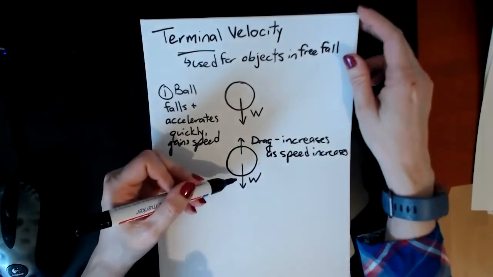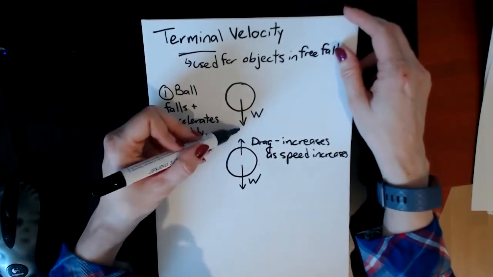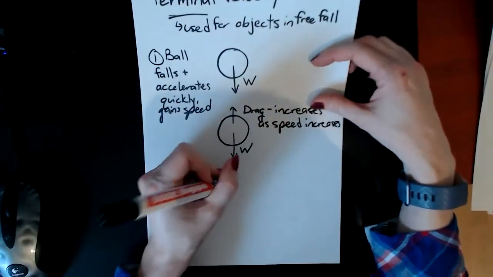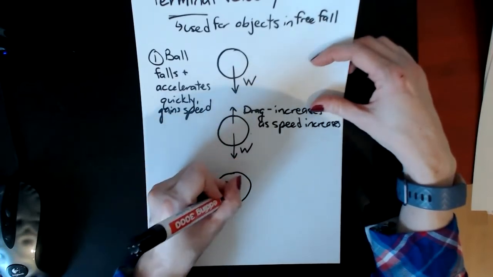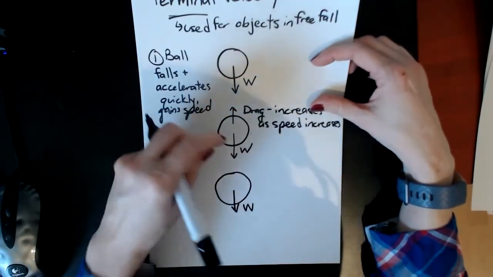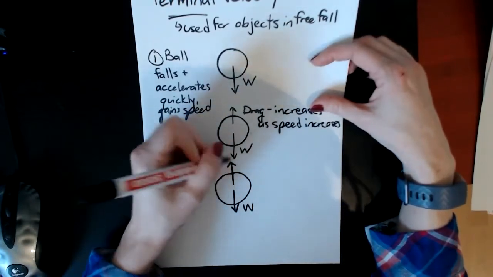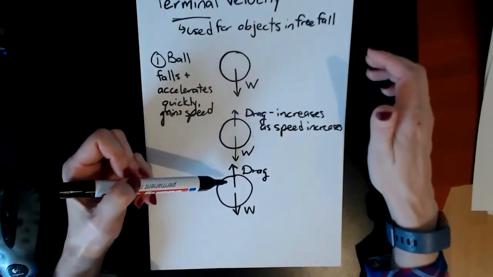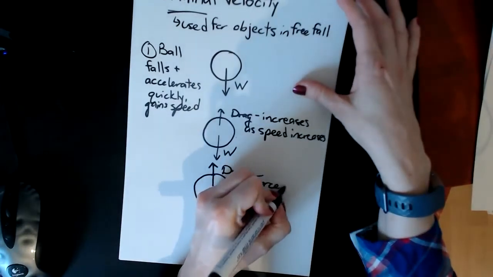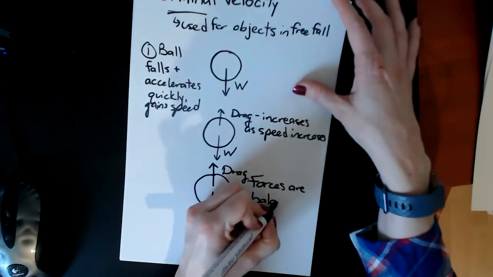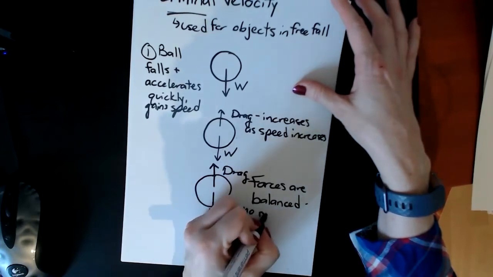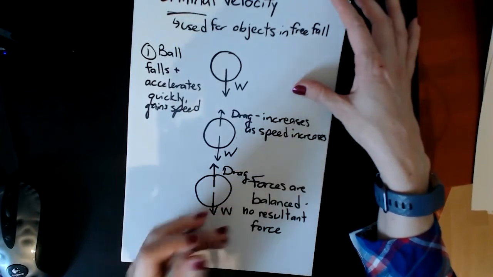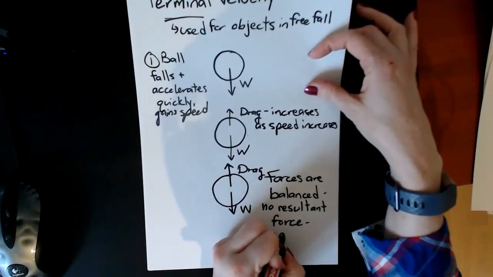Which means that the longer the ball falls, the bigger this arrow will become, because you're going to draw a bigger arrow as the speed increases, until at some point the arrow going down and the arrow going up will be the same size. That means that the speed is now constant because the forces are balanced, which means there is no resultant or unbalanced force.